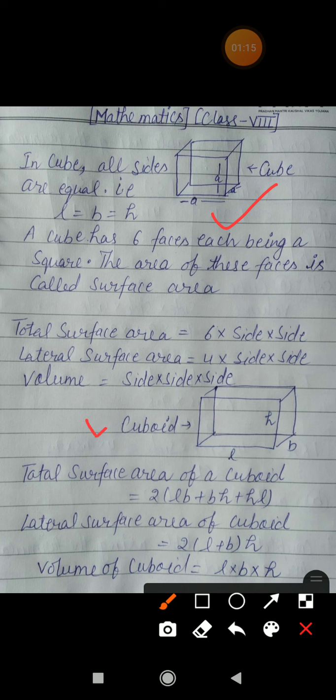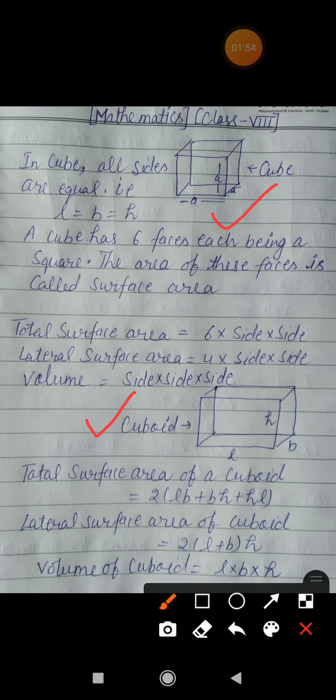Okay, and now we have to explain the cuboid. A cuboid is a shape that is actually the same as the cube, but there is some difference: the sides are not all equal in a cuboid. Also, for example, the room in which you are sitting is in the form of a cuboid, because that room has a length, breadth and height, so this is known as a cuboid.